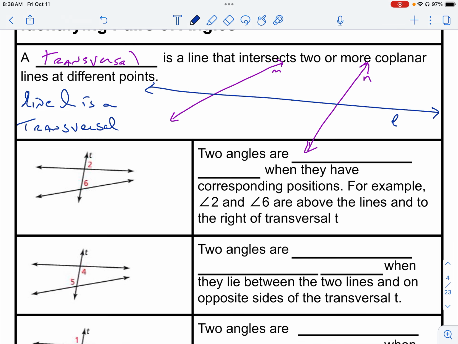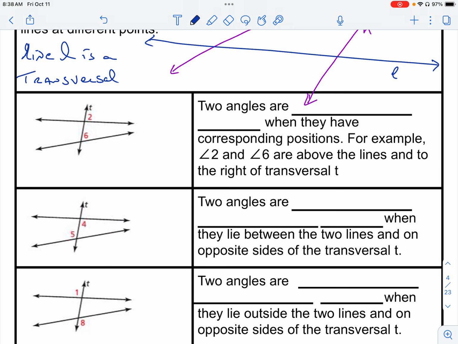Well, why do we care? Great question. And the answer is that this lets us identify angles, which we'll see later gives us a lot of power. So let's look at the set, let's break them down, and then we'll go from there.